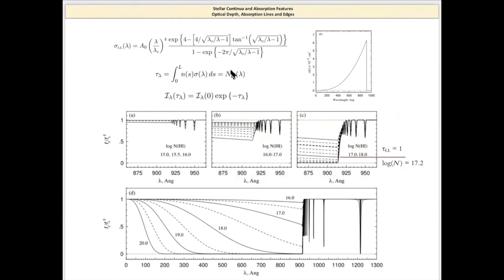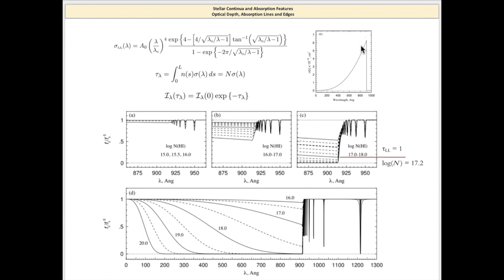I'm going to put that in my little integral here, and even easier, I'm going to look at what my spectra should look like as a function of column density, because I can write tau as n sigma lambda. So here's my sigma lambda. I calculate that at lambda. I multiply it by some column density that I choose. I get out optical depth. I put my optical depth in here, and I get out my flux decrement, and I generate spectra.